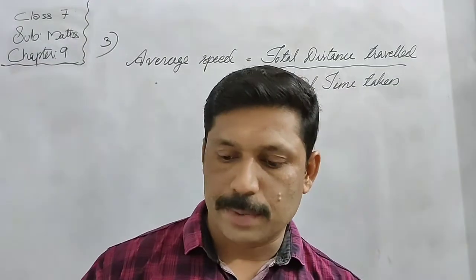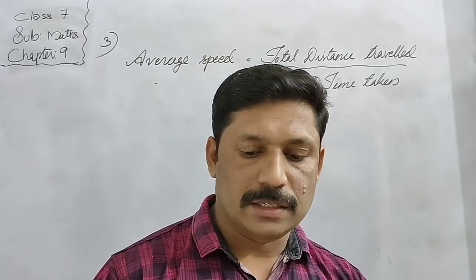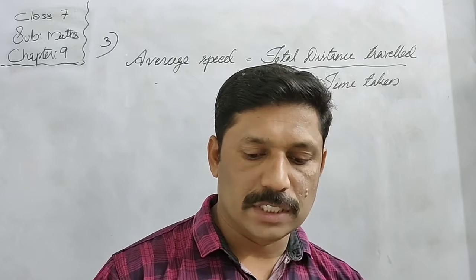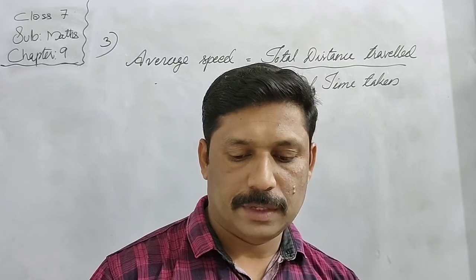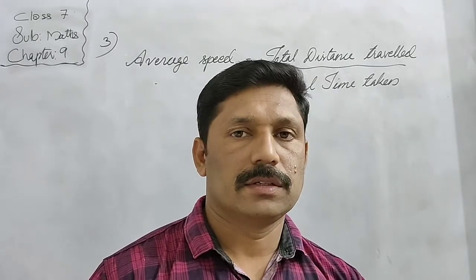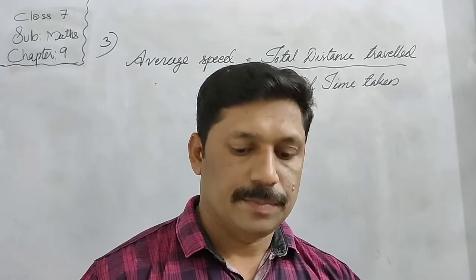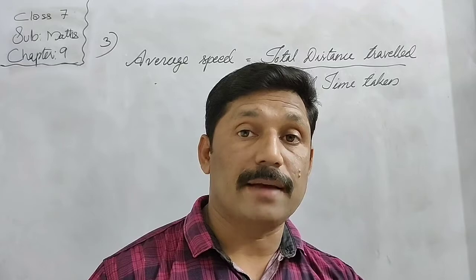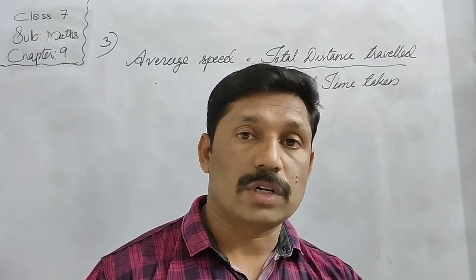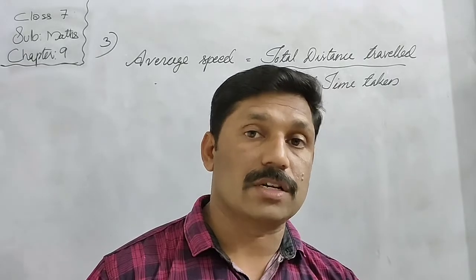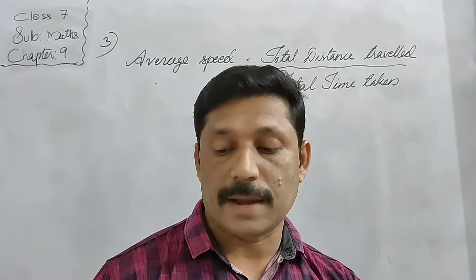Next, students, question number 3. A car travels first 100 kilometers in 2.5 hours and the next 30 kilometers in half an hour. What's the average speed? I told what is average speed. If an object changes its speed from time to time, then the speed is calculated by taking the total distance traveled and total time taken, and then we divide total distance traveled by total time taken.